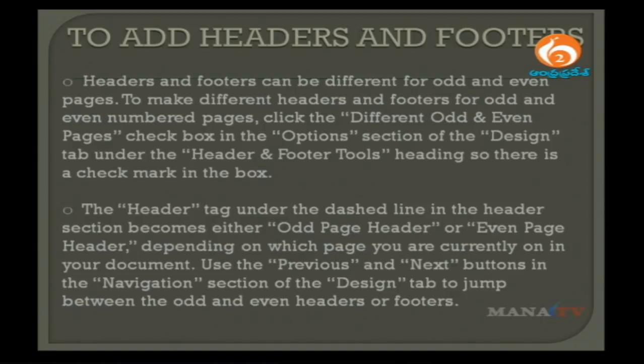Headers and footers can be different for odd and even pages. To make different headers and footers for odd and even numbered pages, click the different odd and even pages check box in the options section of the design tab under the header and footer tools heading. So there is a check mark in the box.